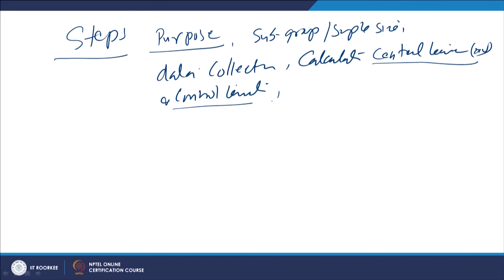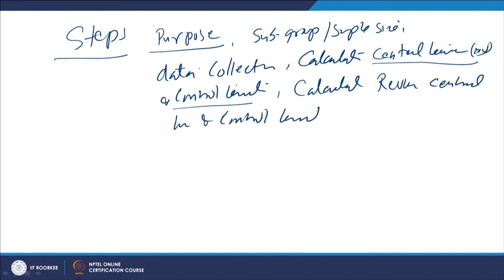After this, we notice that initially we start with rough estimates, and after the data collection, through the rough estimates, we calculate the center line and control limit values. Thereafter, if we find that certain data points are falling out of the limits, then those points are discarded and we calculate again the revised central line and control limit values.